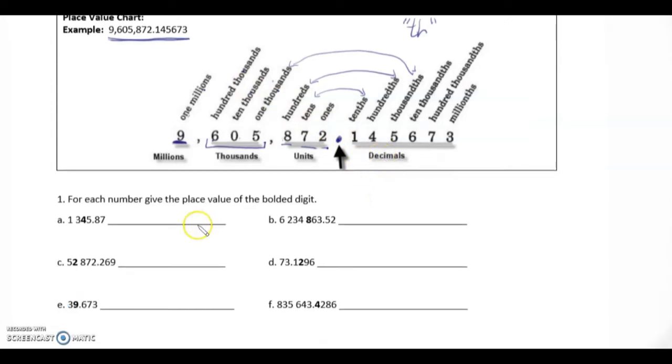All right, so for each number, give the place value of the bolded digit. So number 1, for each number, give the place value of the bolded digit. Okay, so in A, we have 1,345.87. So this bolded digit right here is 2 to the left of the decimal. So if we look up the second number from the left, we get tens. Okay, and there are 4 tens. But we just want the place value.